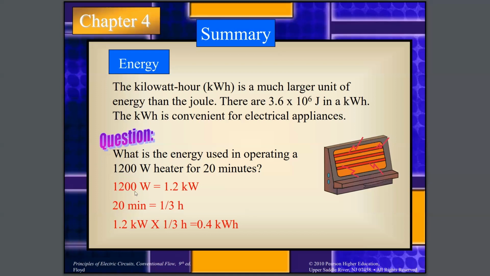So here we are using the unit for power, which is the watt, and we are multiplying that by the amount of time that the equipment is being run, which is 20 minutes. So we convert minutes into hours so that our final units are going to be kilowatt hours. So here you can see we multiply 1.2 kilowatts by 1/3. 20 minutes is 1/3 hour, right? Because we have 60 minutes in 1 hour. So 1.2 kilowatts by 1/3 hour, and we get 0.4 kilowatt hours.